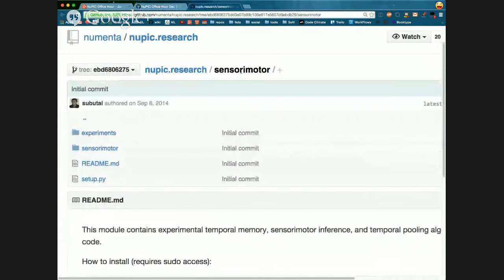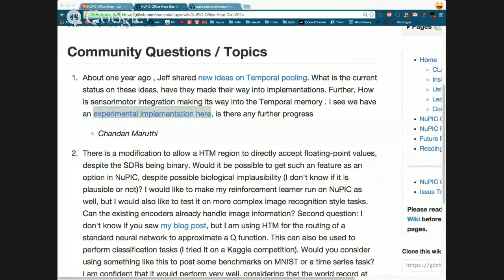That's the research code base. Yeah, this is where all the work is happening, right, in the sensory motor folder. You want to talk about what you did and what's up there? Okay, sure. And then maybe one of us will talk about where we're going.